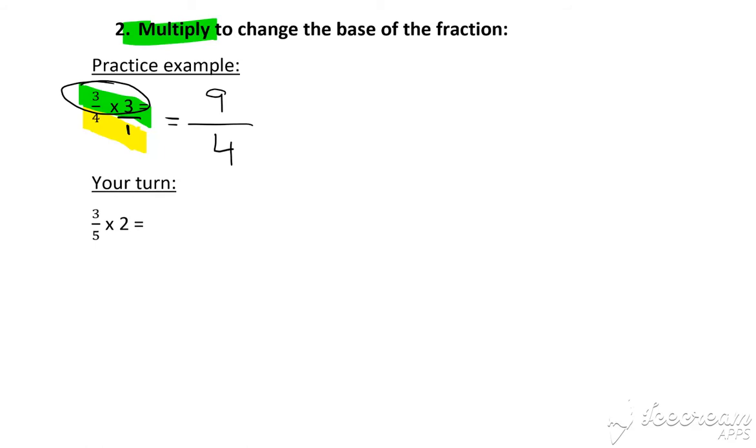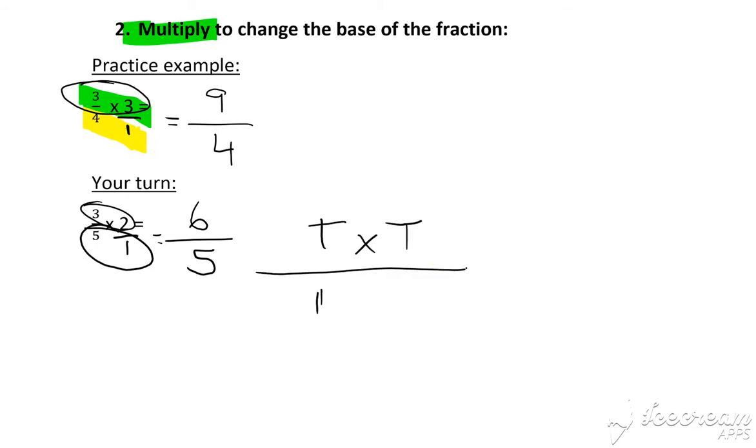So I'd like you to have a go at this one. Press pause, and then once you've done it, press play, and I'll talk you through to check your answer. What we need to do is put the 2 over 1, and then we're going to do 3 times 2 is 6, and 5 times 1 is 5. And that is our basic multiplying: top times the top over the bottom times the bottom.